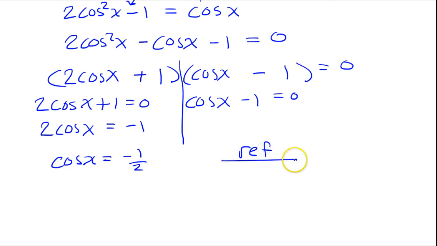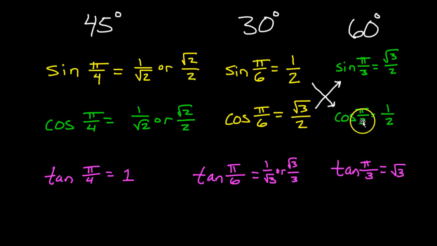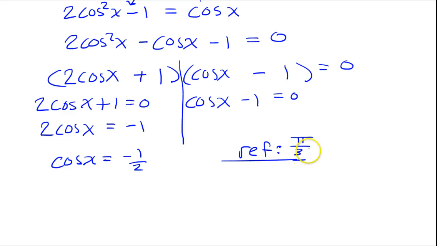Okay, I'm talking about the reference angle. The reference angle is pi over 3, because I'm looking at my facts, things that I know. Cosine of pi over 3 is 1/2. So my reference angle is pi over 3.